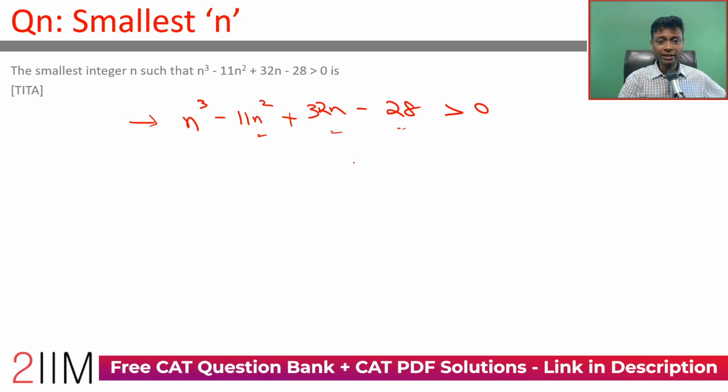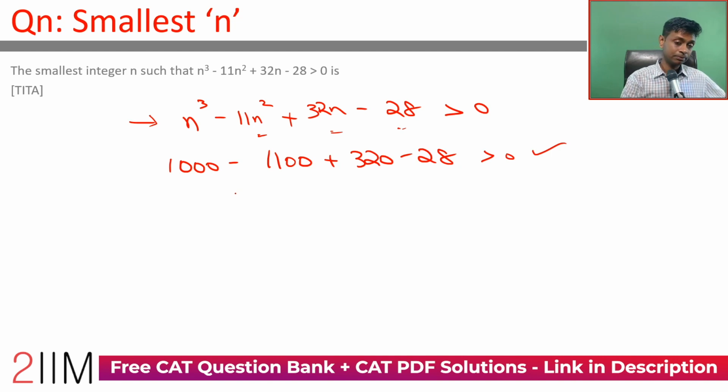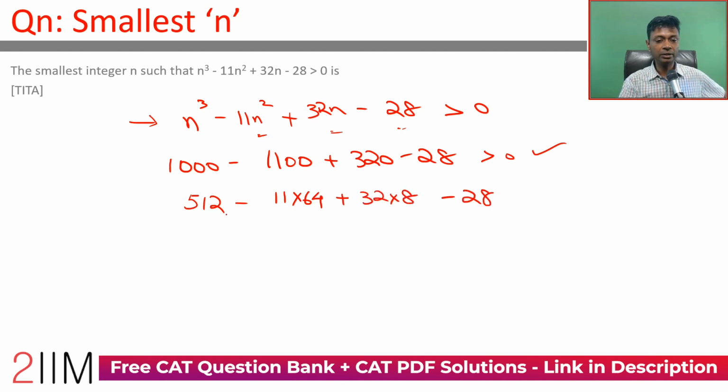My favorite is probably n equal to 10, which is 1000 minus 1100 plus 320 minus 28. So this works. Now maybe 9 will work, maybe 8 will work. I would like to skip to 8 and then come back and check 9. If 8 works, then I can go lower. So this is 512 minus 11 into 64 plus 32 into 8 minus 28.